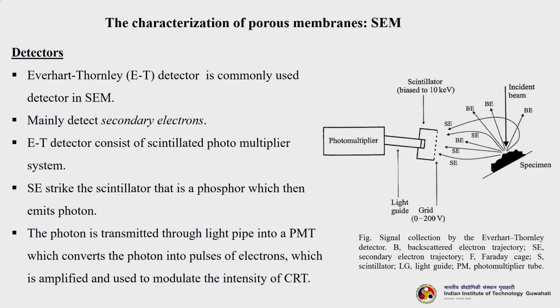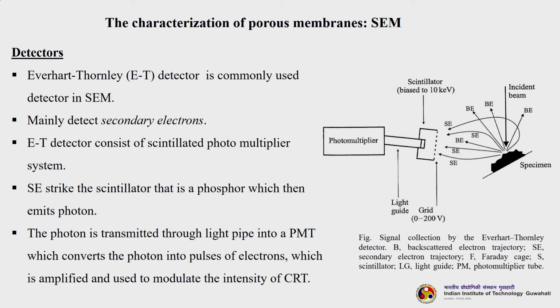Now, let us understand the different types of detectors. Detectors play a very important role in an electron microscope, because ultimately this is the instrument which is detecting whatever incident ray is coming out from the microscope and then converting it into the final image. So, the ET detector, which is called the Everhart Thornley detector, is commonly used in SEM. It mainly detects the secondary electrons.